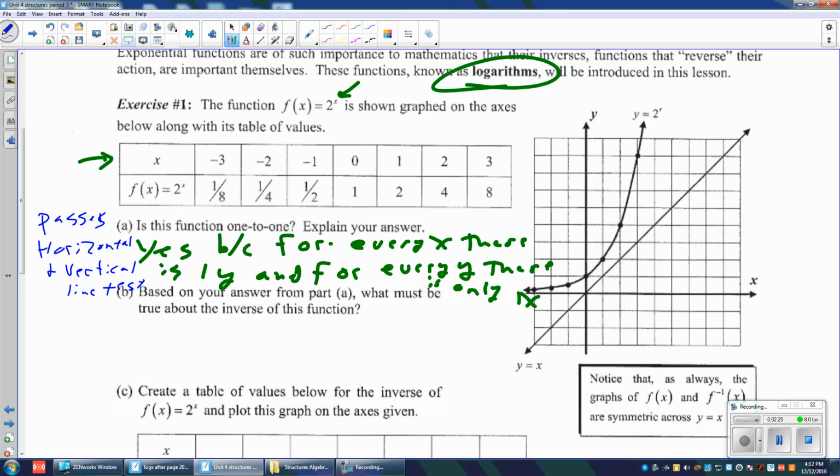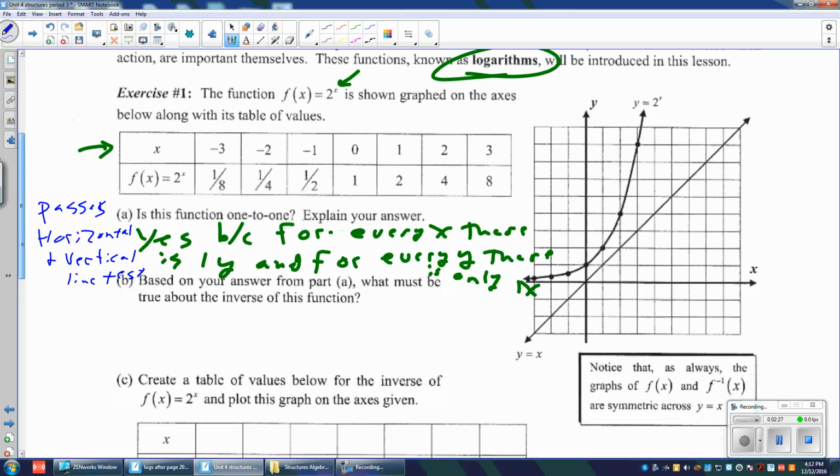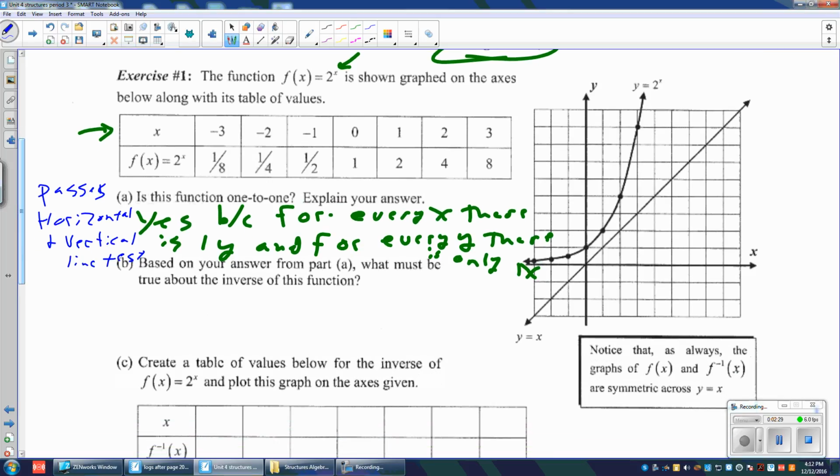Based on your answer from part A, what must be true about the inverse of this function? For every y there's one x, and for every x there's only one y. That means its inverse is also a function. Not only a function, but also 1 to 1.